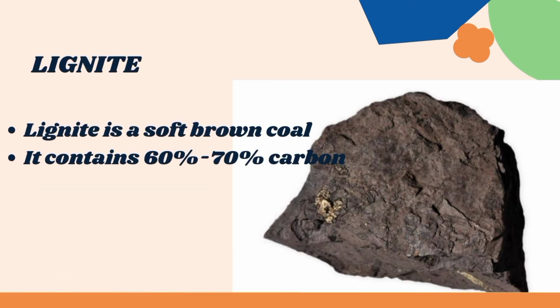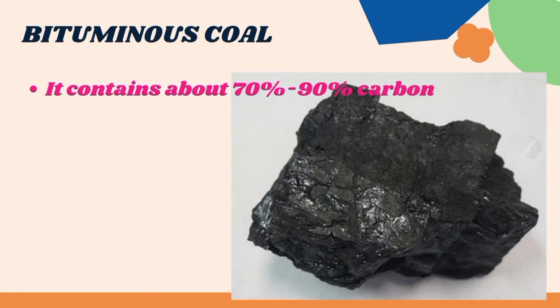Next, we'll be talking about lignite coal. Lignite is a soft brown coal. It contains about 60% to 70% carbon. Lignite coal is formed when peat coal is subjected to increased vertical pressure from accumulating sediments. Lignite is dark brown in color and, like peat, contains traces of plants. It is found in many places, but it is used only when more sufficient fuel is not available. So you take note of this.